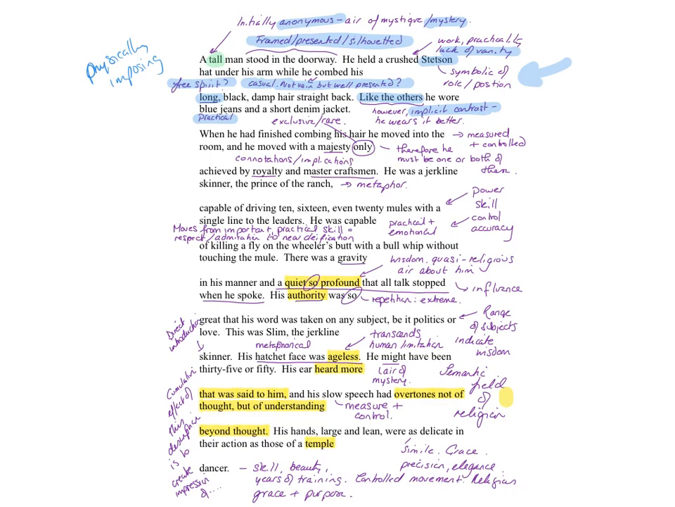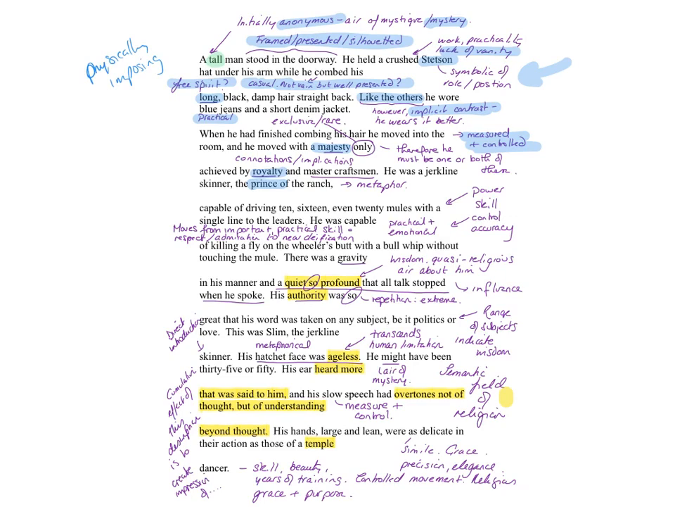It's only when he's finished doing what he's doing that he comes into the room, so he's got this idea of measure and control. And then you get the semantic field of royalty, the idea that he's majesty, royalty, prince. And it says that the way he moves is only achieved by royalty or master craftsmen. So the implication is that this is something exclusive or rare, and he must be either royalty or a master craftsman, or maybe a little bit of both. He's a prince of the ranch.